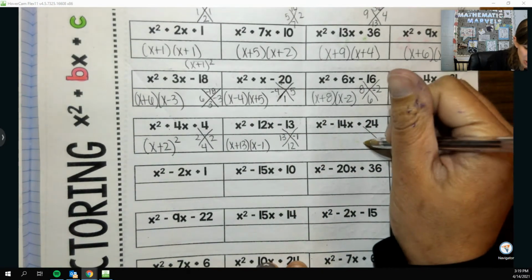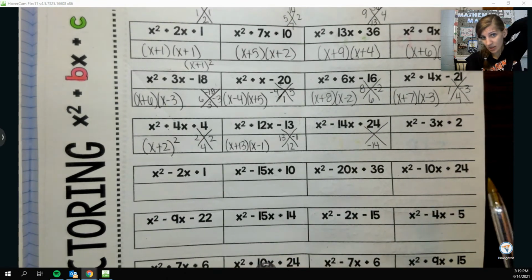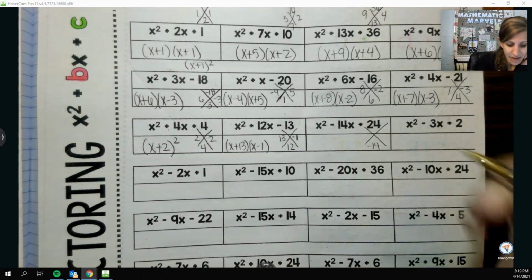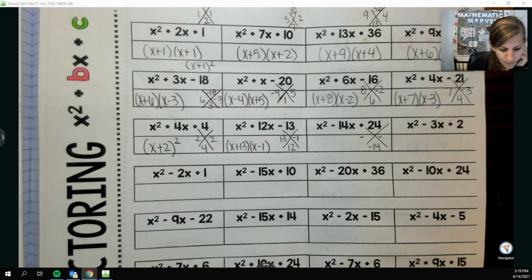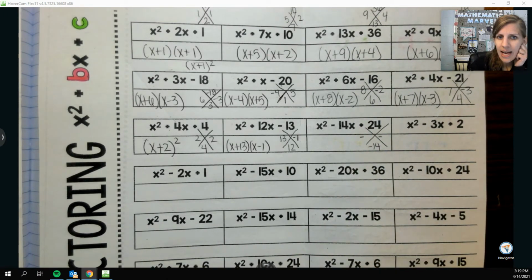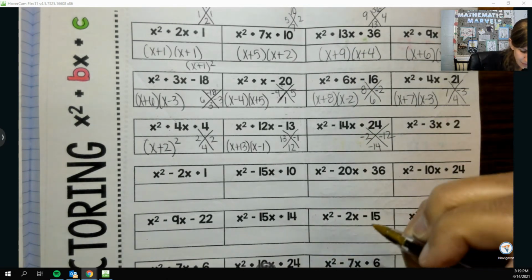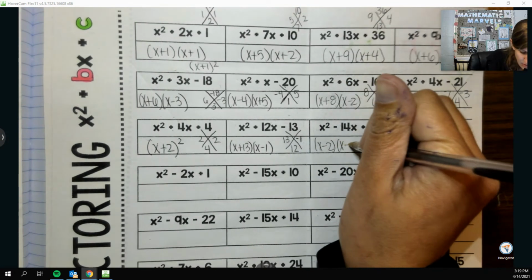Well, multiplies to 24 and adds to negative 14. Now, if you multiply to a positive but you add to a negative, then that means both of these need to be negative so that they multiply to a positive and add to a negative. And then to get 14, I think I want 2 and 12. Yep. So x minus 2, x minus 12.